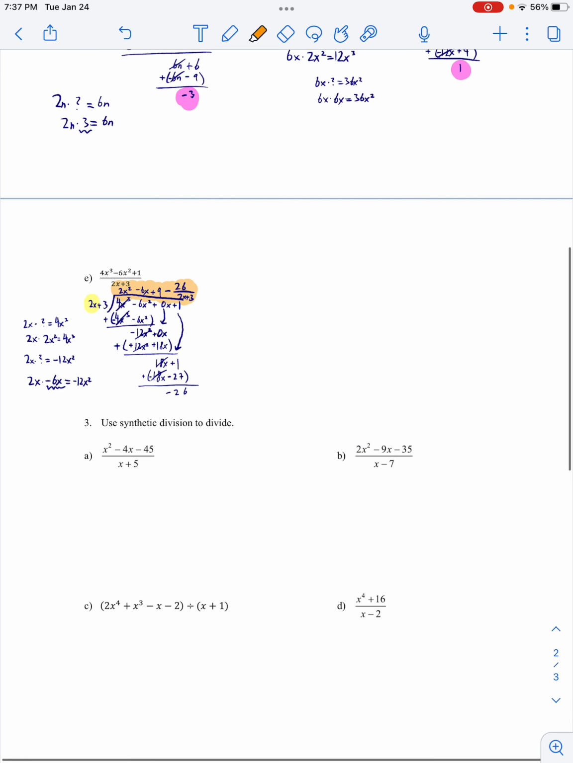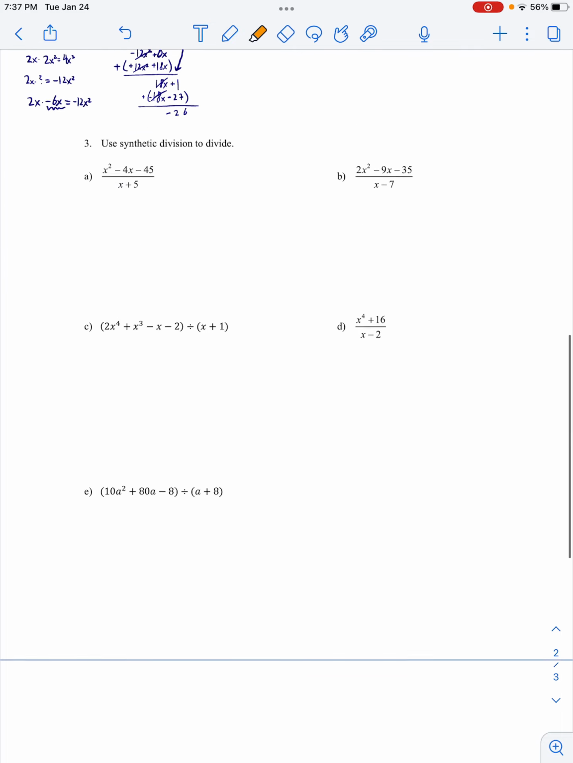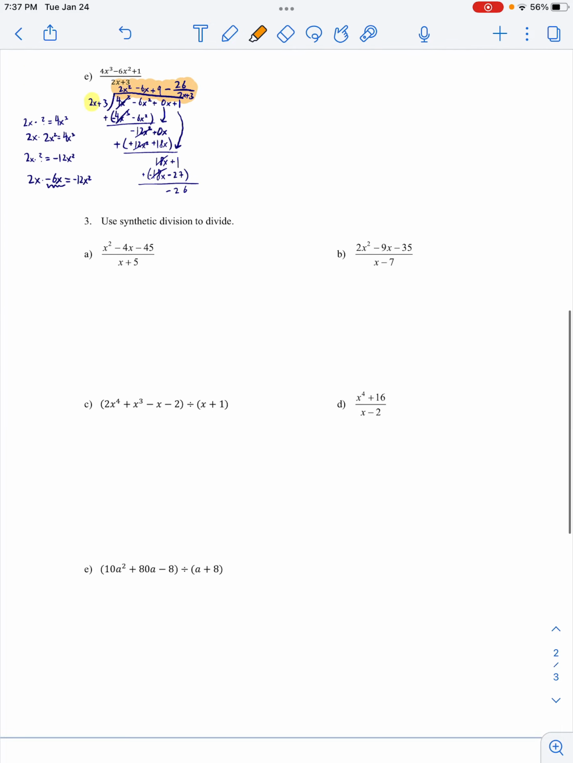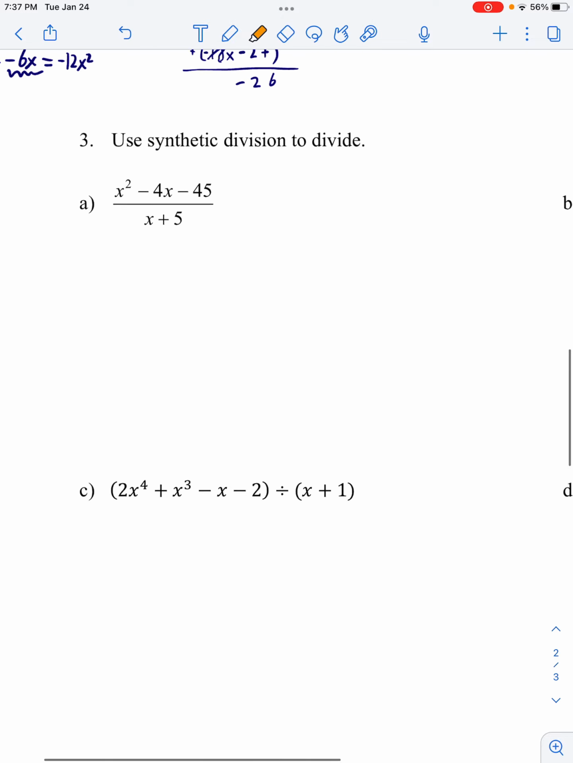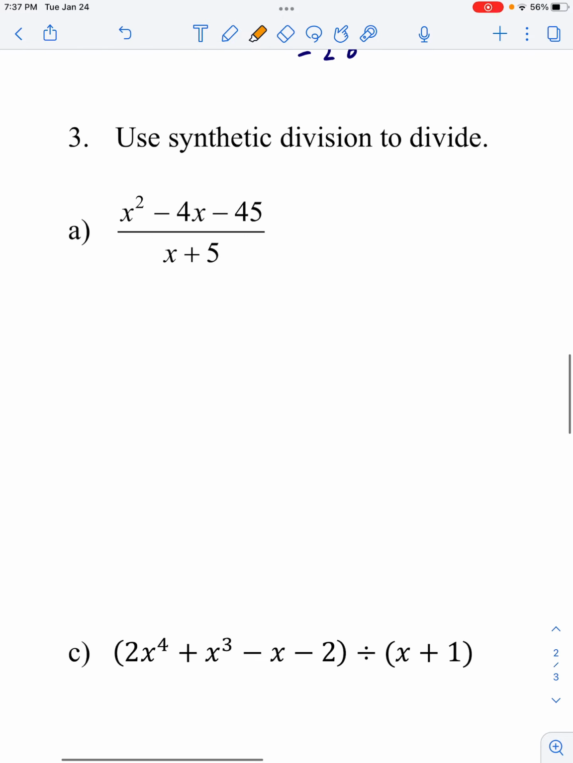There we go. Okay, so pause, rewind, slow down. How much time do we have left? About 16 minutes. That should be enough to do these 5 synthetic division problems. Synthetic division, a lot of people find it a lot easier, so good for you guys. You're done with the hardest part.